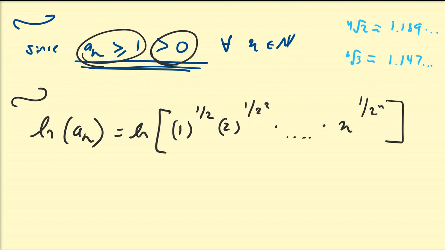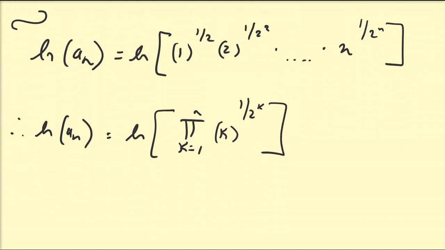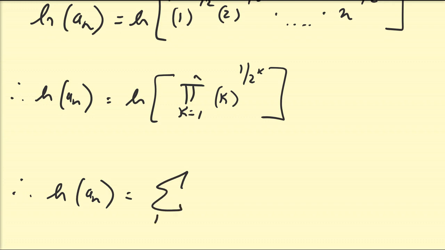So we can rewrite this in another way. This is just the natural log of a_n is equal to the natural log of the product from k equals 1 to n of k to the power 1 over 2^k. As we know, the natural log of the product is equal to the sum of the logs, so we can rewrite this as the natural log of a_n is equal to the sum from k equals 1 to n of the natural log of k to the power 1 over 2^k.